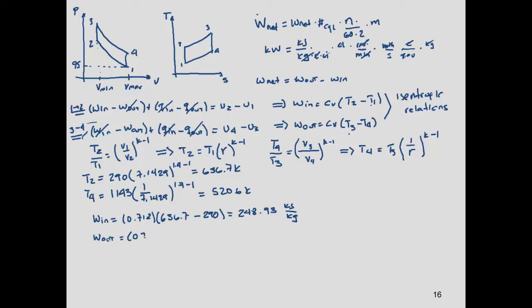Work out will be the same. Constant specific heat times 1143 minus 520.6, and we got 446.89. So if we have work in minus work out and we do the same math, we will have our net work to be 197.96. Now, the problem doesn't ask for the efficiency, but we're going to get it anyway.